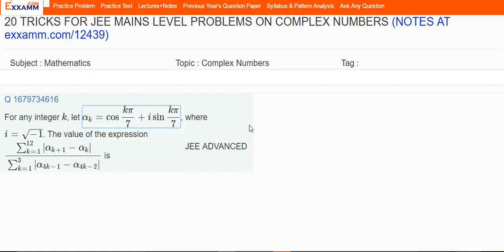Then what else do we know? We know that these points represent the vertices of a regular polygon of n equal to 14, because it is the 14th root. Remember when we talked about the cube roots of unity, what were the roots? 1, omega, omega square. So omega and omega square were the conjugates of each other. Then the triangle joining 1, omega and omega square was the equilateral triangle.